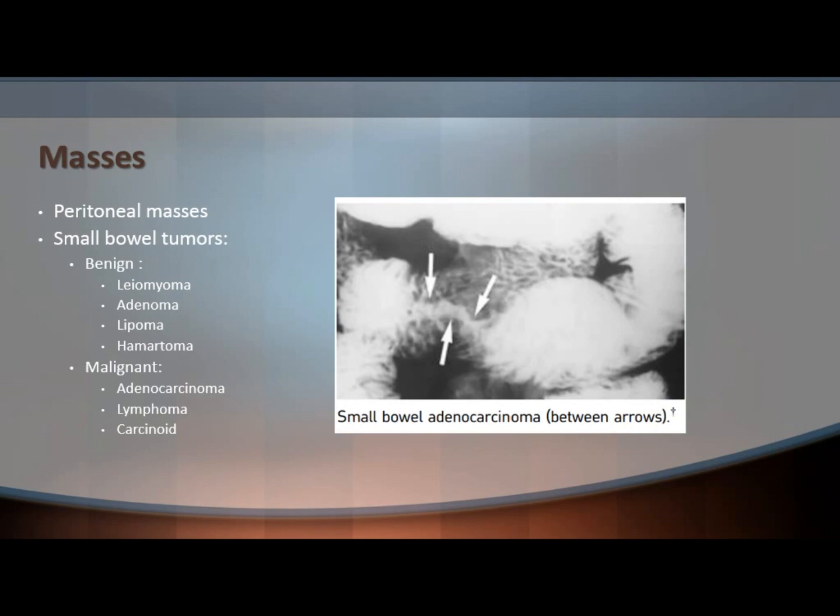About masses, we have peritoneal masses and small bowel tumors, benign, malignant, metastasis, anything can cause obstruction. Here we see the lumen of the bowel dilated. This is narrowed. Yeah, the narrowed part, it's a stricture. You can see a mass causing obstruction. It's not a complete obstruction; it's partial, with shouldering of the lumen. So this goes with adenocarcinoma of the small bowel.